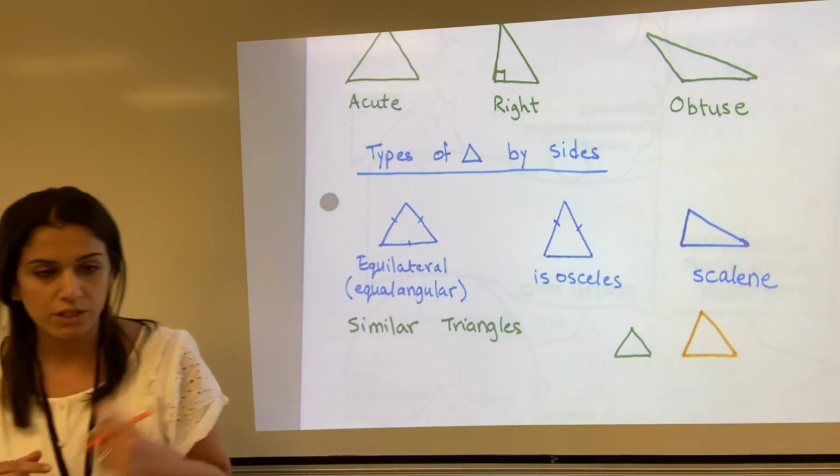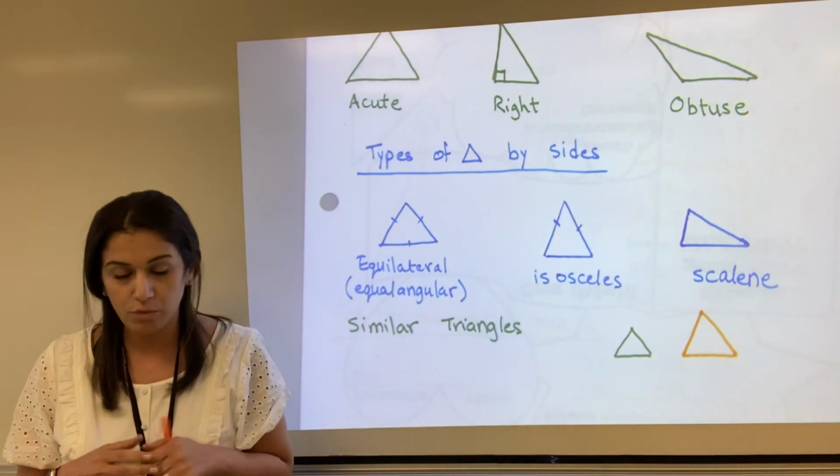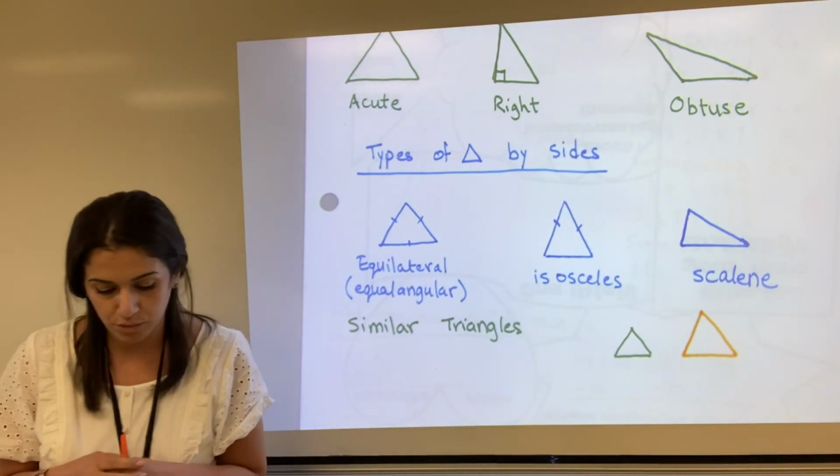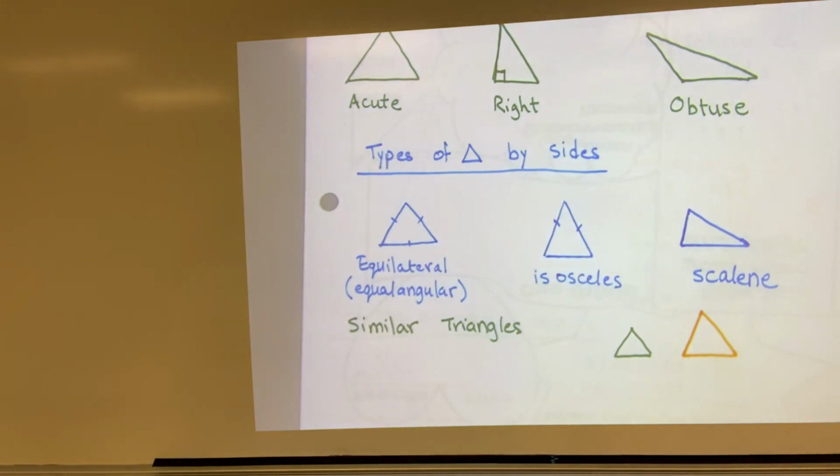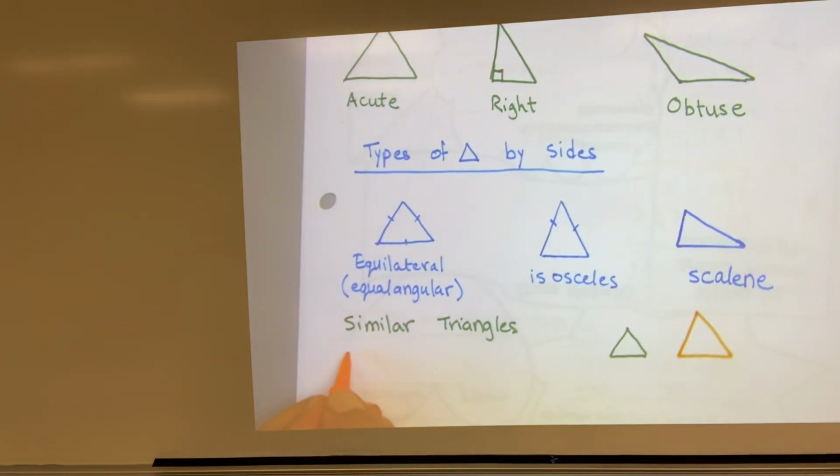But the two conditions for two or more triangles to be similar are: first, all angles are congruent. And the second condition is that sides are proportionate.